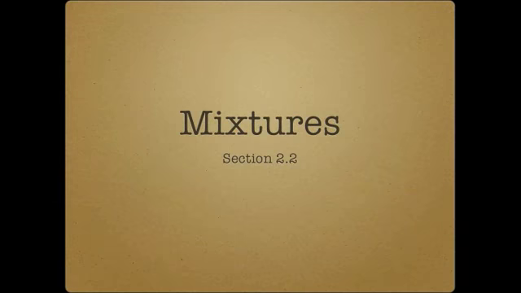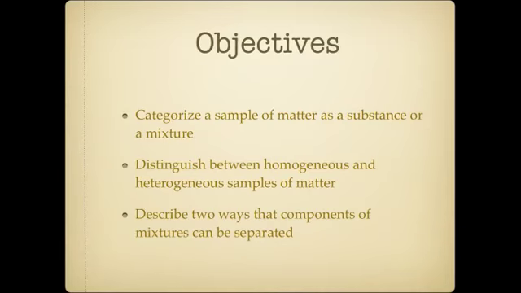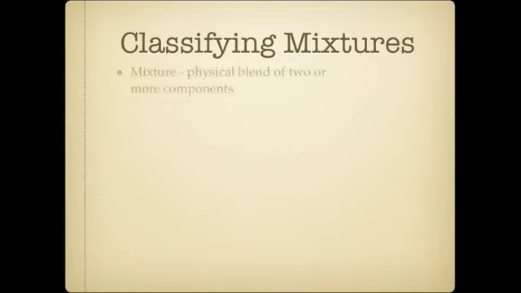All right, section 2 is on mixtures. And here are the objectives for section 2. Categorize a sample of matter as a substance or a mixture. So make sure that you can tell the difference between the two by looking at something. Distinguish between homogeneous and heterogeneous. And describe ways that you can separate mixtures. Those are the key things.